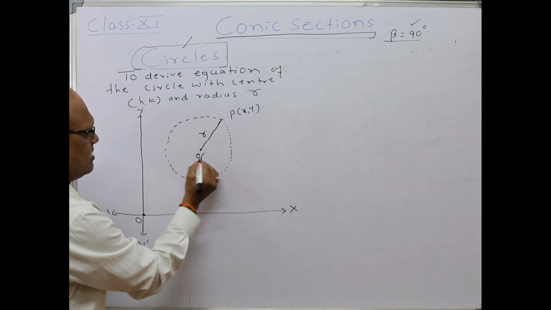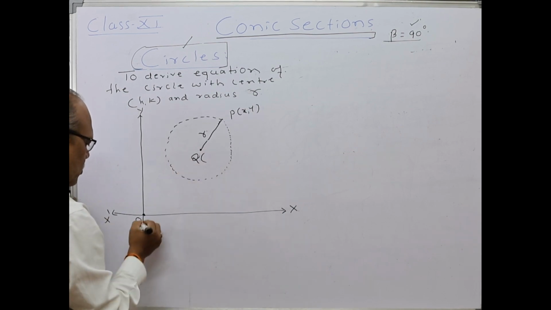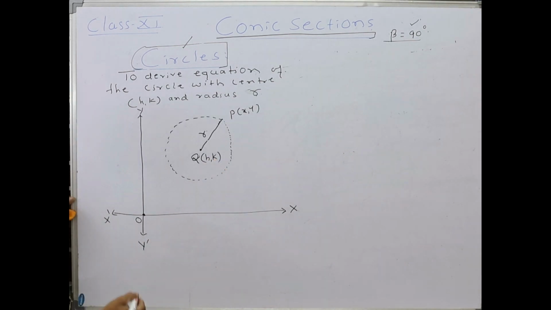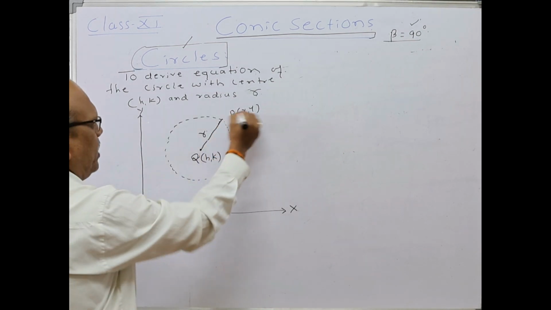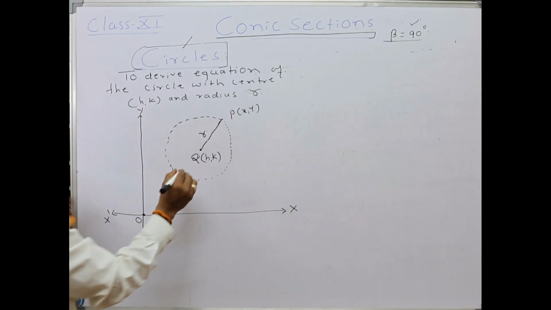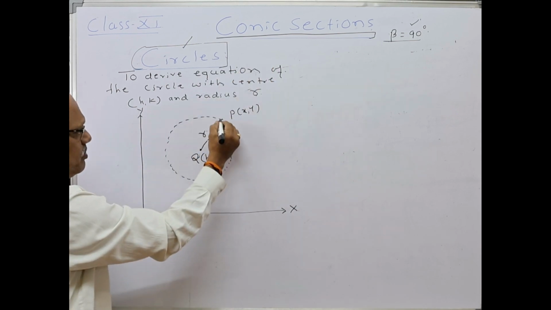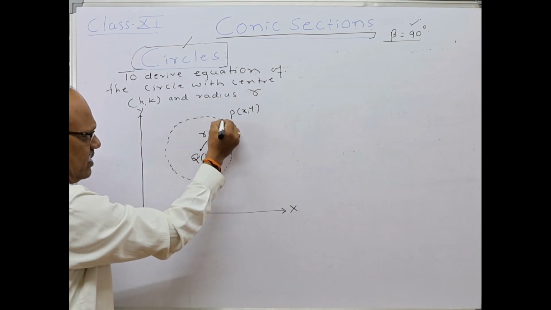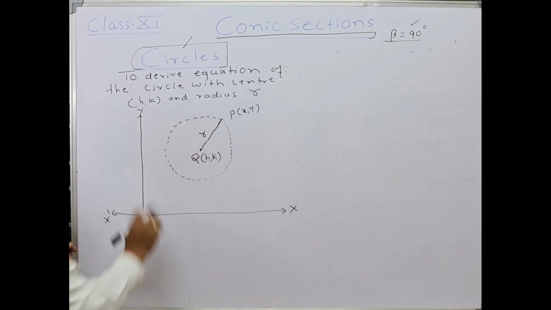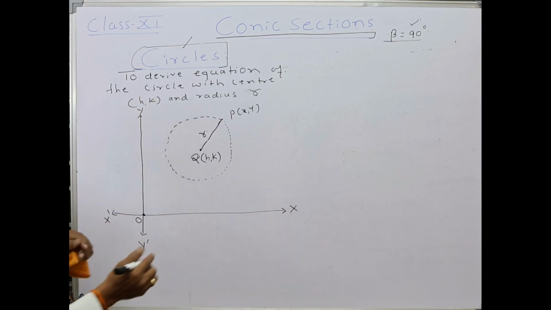Here, instead of P, I will call the center Q because O is already there. Let Q(h, k) be the center, the fixed point, and P(x, y) be the moving point. It is moving, satisfying a certain geometrical condition. What is the geometrical condition? In the definition of the locus, the geometrical condition is that its distance from a fixed point is always constant. It is a very simple condition. Based on that, using the distance formula, we are going to derive the equation of the circle.